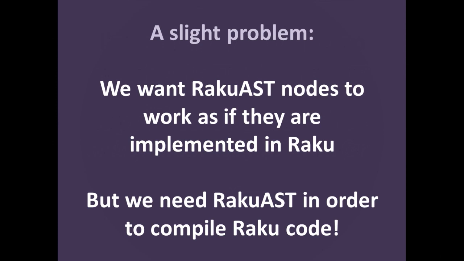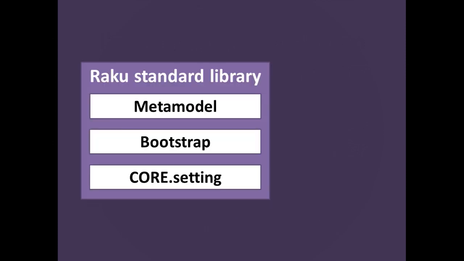So let's take a look at the progress that I'm making on implementing RakuAST. A slight problem that I realized was going to come up as soon as I started working on RakuAST is that we really want the nodes to work as if they were written in Raku. But we need them in place in order to compile Raku code, because the compiler is going to use them effectively as its heart. So we really need to figure out a way to solve this circularity. Circularity is not a new thing. It's something that I have become quite used to when working on compiler things. And the Raku standard library already is structured to help deal with this sort of problem.